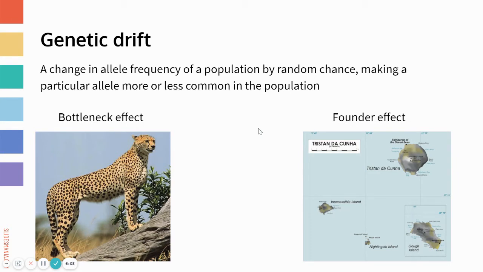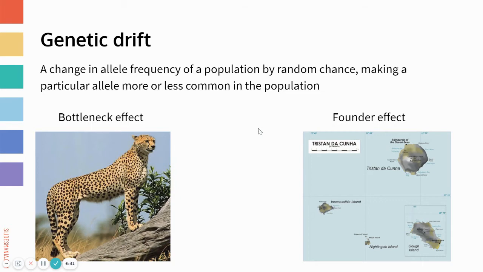And I have a picture of a cheetah here because I think it was in the last ice age, there was a mass extinction event for cheetahs. And so all of the cheetahs that are surviving today can trace their ancestry back to the small number of cheetahs that survived that last ice age. And because of this, their genetic diversity is very low. They are very, very similar to one another.